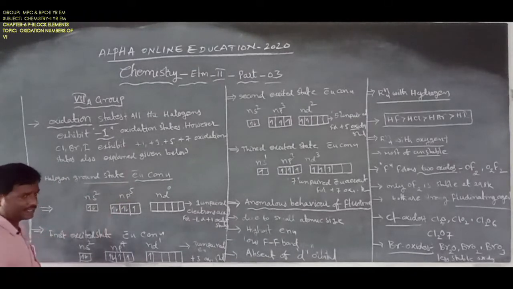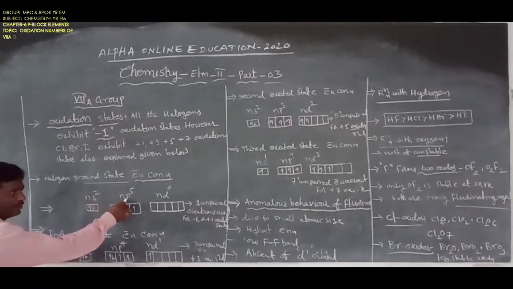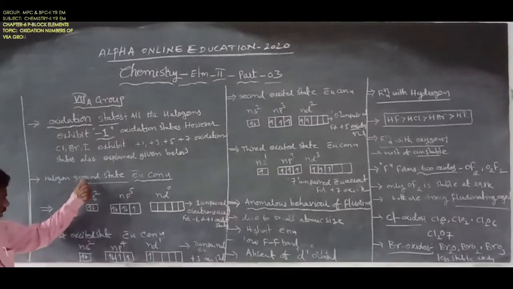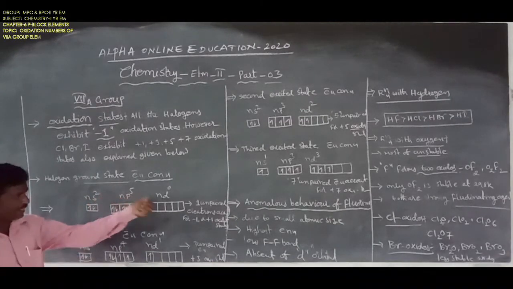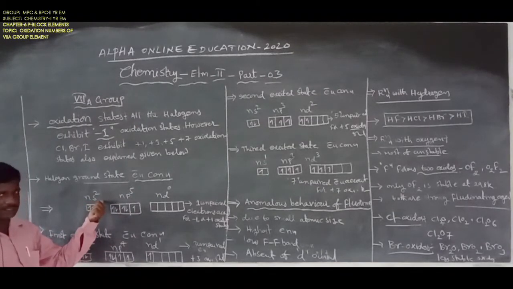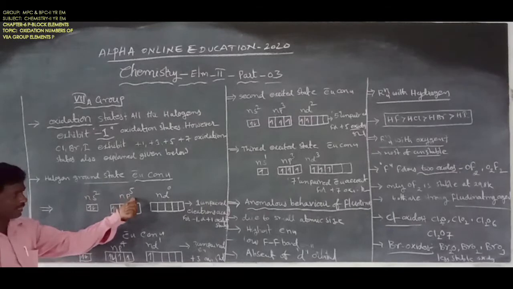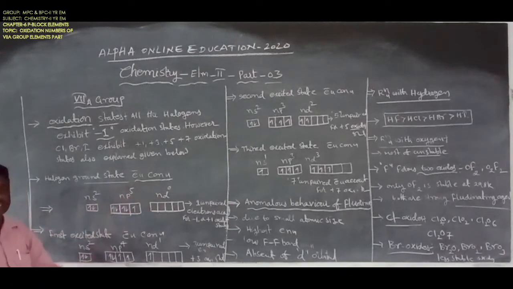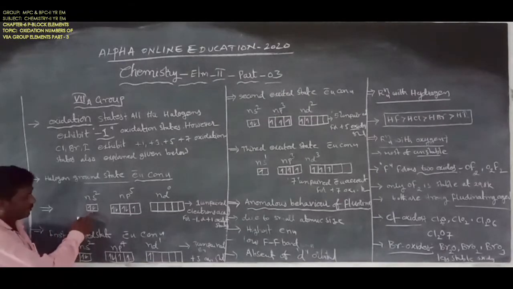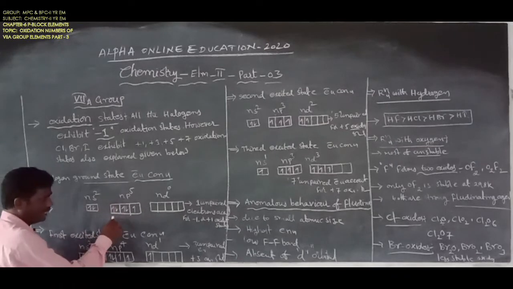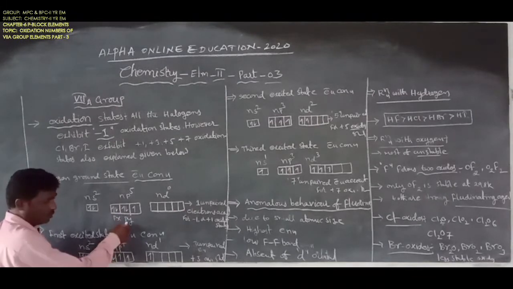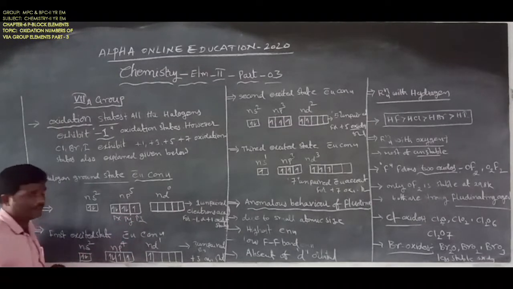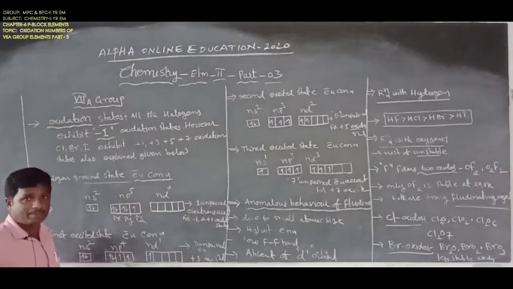The ground state electron configuration of the group 7A halogen elements is ns2 np5 nd0. The s orbital consists of 2 electrons, the p orbital consists of 5 electrons, and the d orbital consists of 0 electrons. In the p orbitals, px has 2 electrons, py has 2 electrons, and pz has only one unpaired electron.